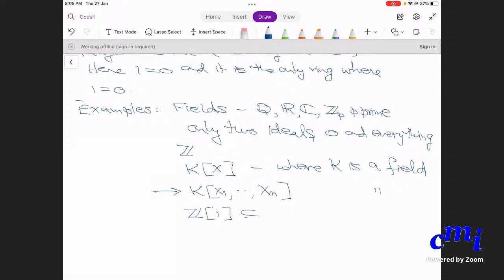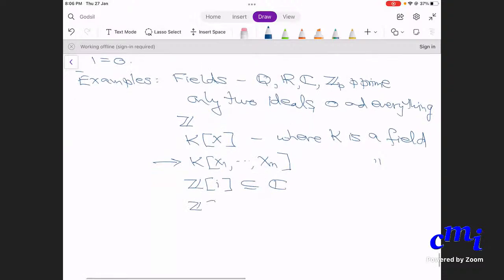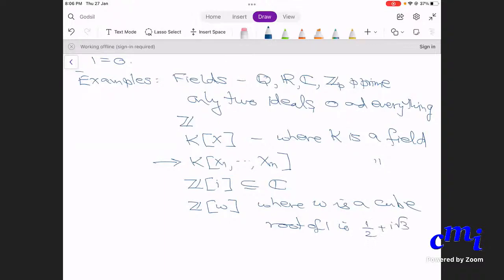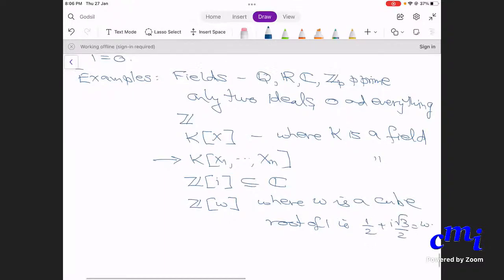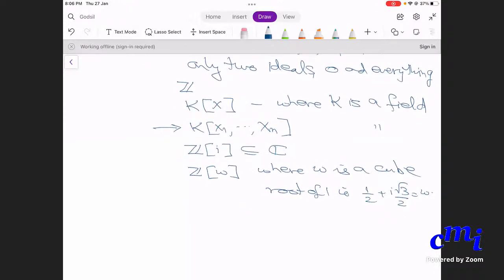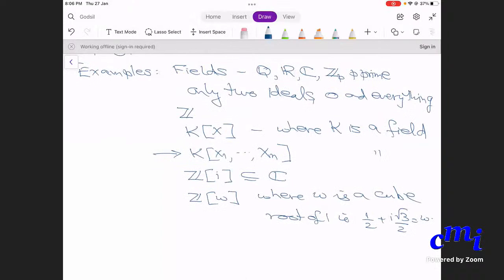So this is a subring of the field of complex numbers. Or we could take Z[omega], where omega is a cube root of unity. So, for example, I could take the cube root, one half plus i root 3 by 2. So these are all examples of rings. These are the examples of rings I would like to keep in mind while discussing ring theory. In particular, I want to concentrate on this. I don't want to take K[x1, ..., xn].